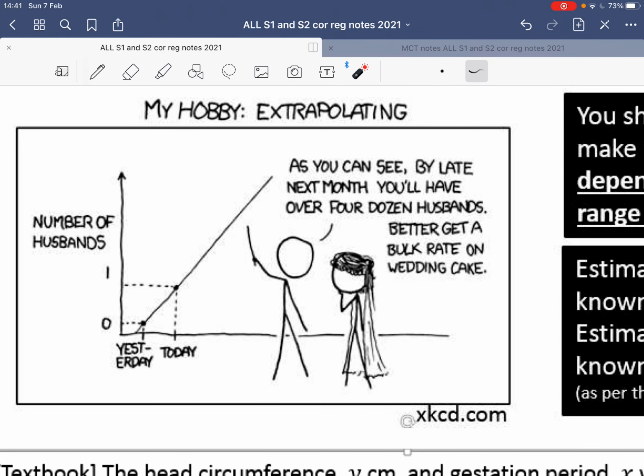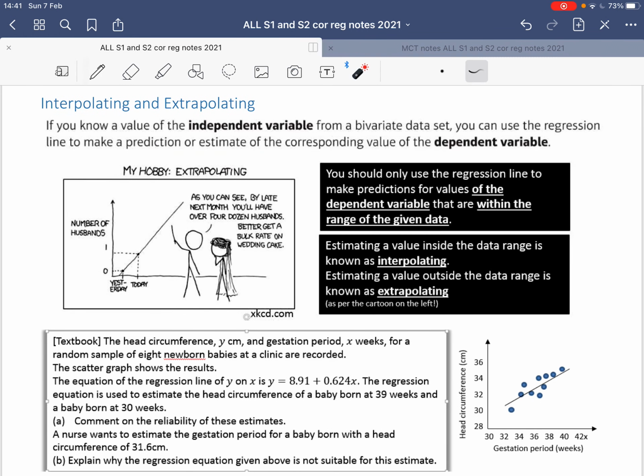So here's an example. So this was yesterday, 0 husbands. Today, 1 husband. So that means that in 4 days, I might have 6 husbands. Okay, as you can see, by late next month, you'll have over 4 dozen husbands. Okay, better get a bulk rate on wedding cake. So, extrapolating, must be careful. Right, so, it can be done, but you would always beware.